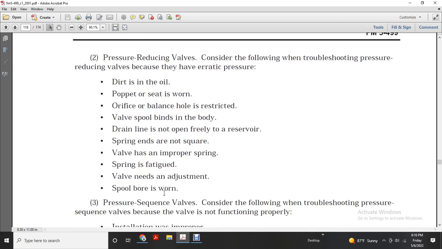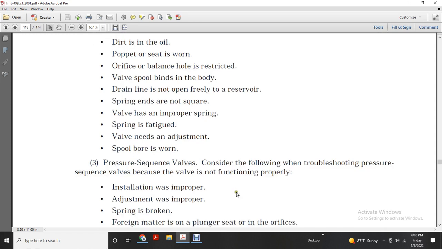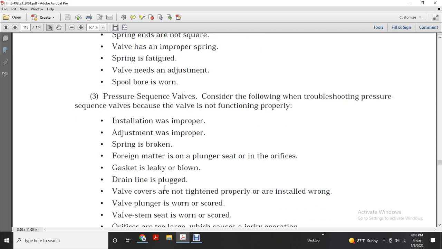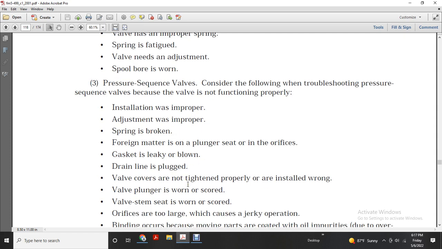Spool bore is worn. Pressure sequence valve. Consider the following when troubleshooting a pressure sequence valve, the cover of the relief valve does not function properly. Installation was improper. The adjusting was improper. The spring is broken. Foreign matter is on the plunger seat or in the orifice. The gasket is leaking air. The drain line is plugged. The valve cover is not tightened properly or installed wrong. The valve plunger is worn and scored. The valve seat is worn and scored.